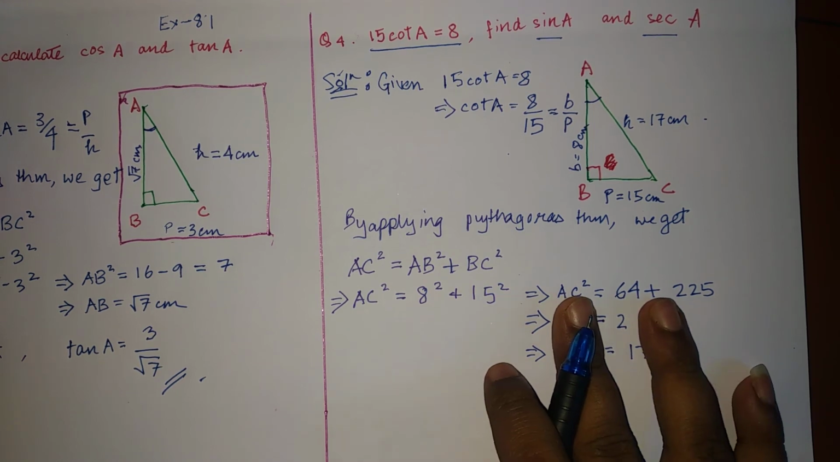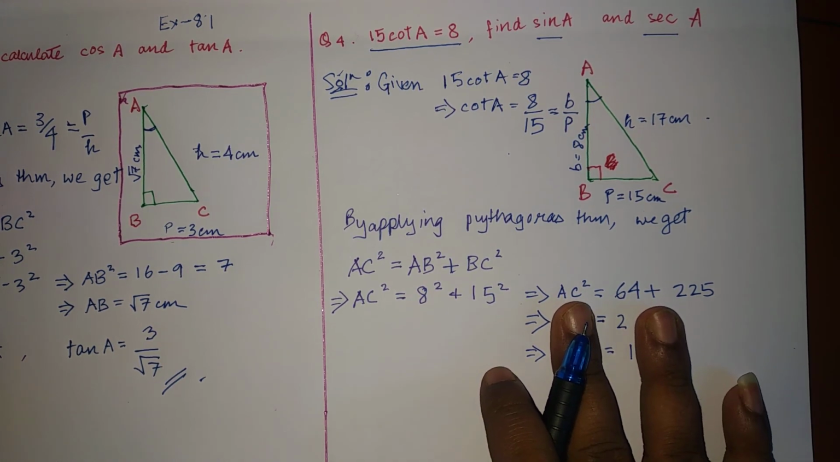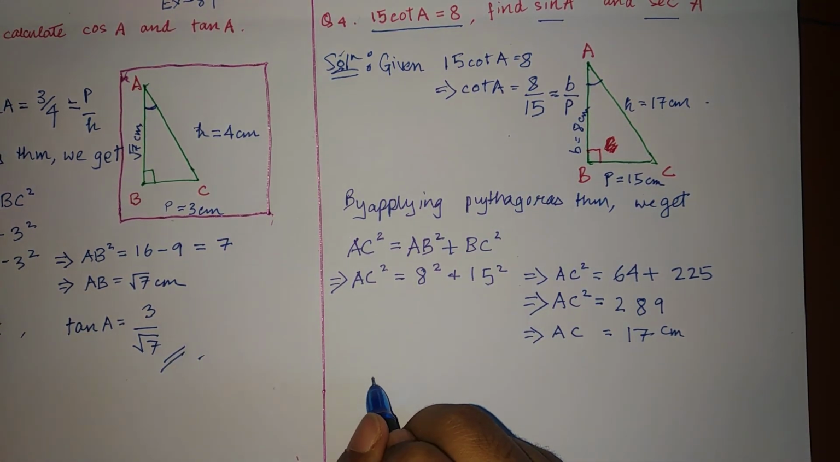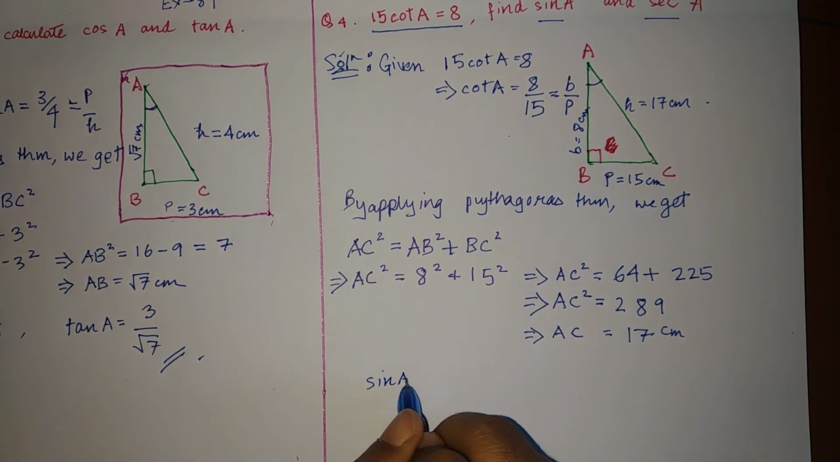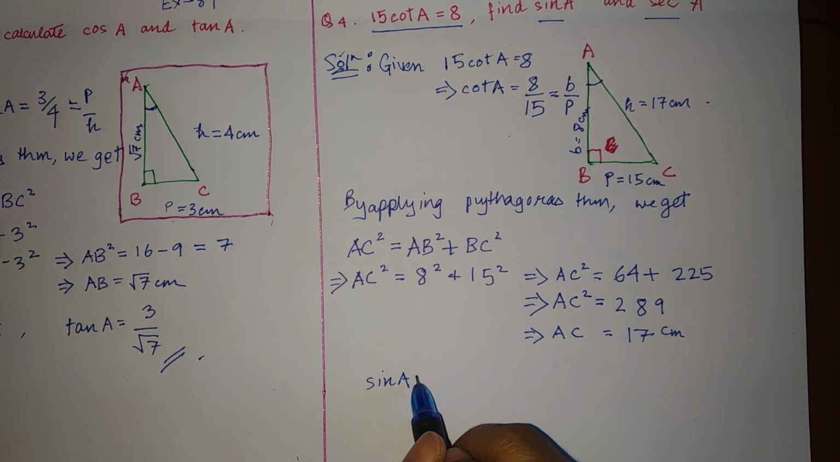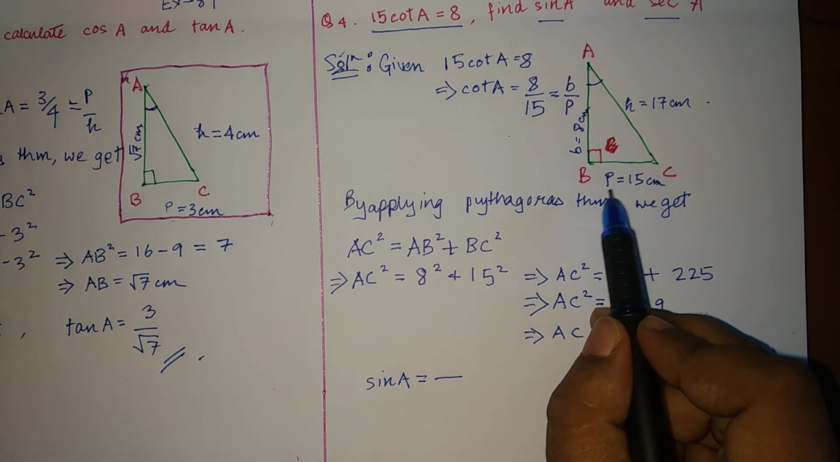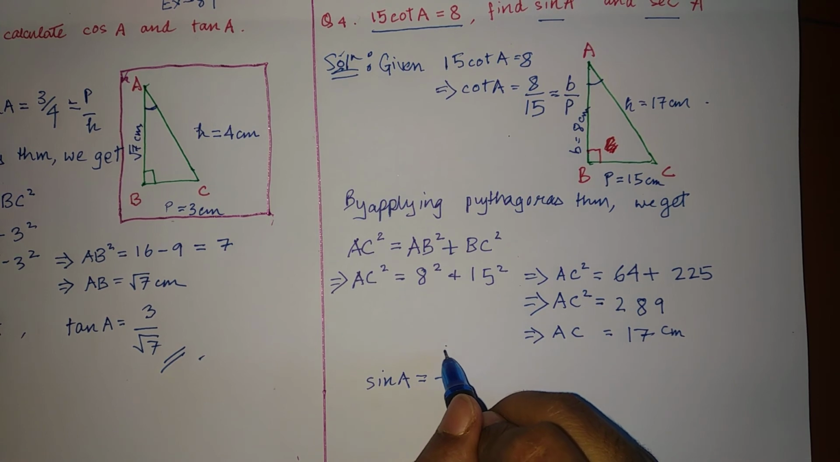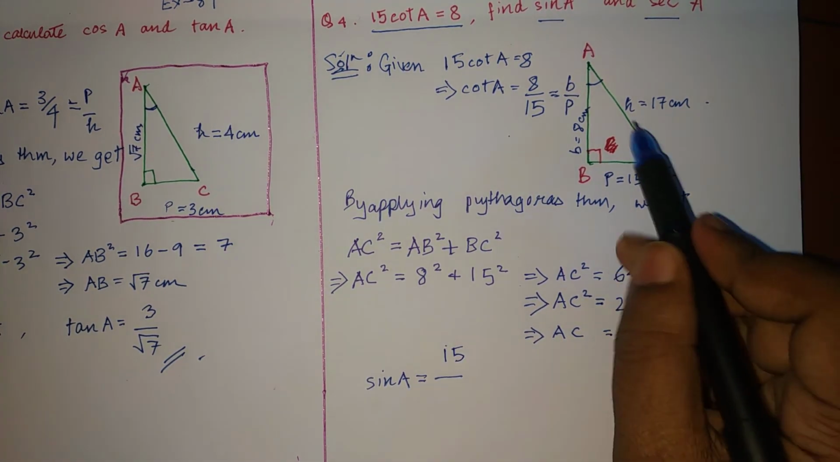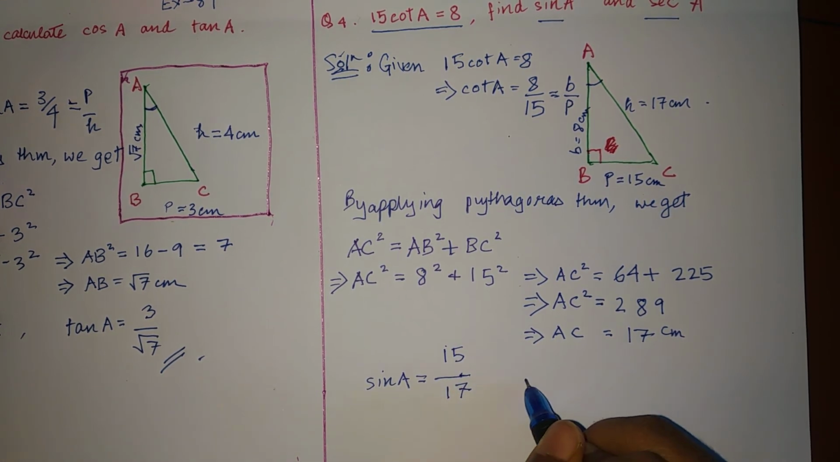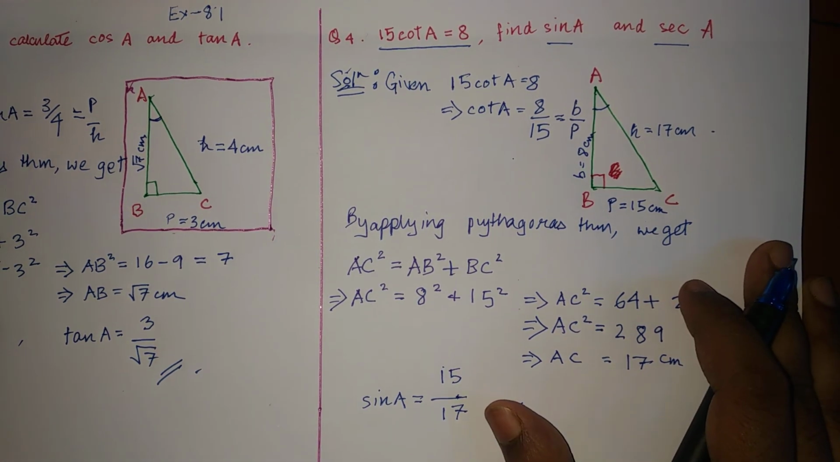Now following the steps of the previous questions, we can find the value of sin A and sec A. Let me show you how. You already know the value of sin theta, which is perpendicular by hypotenuse. What is the value of perpendicular here? 15 centimeter. And what is the value of hypotenuse? It's 17 centimeter. So you get the value of sin A as 15 by 17, and let's find the value of sec A.